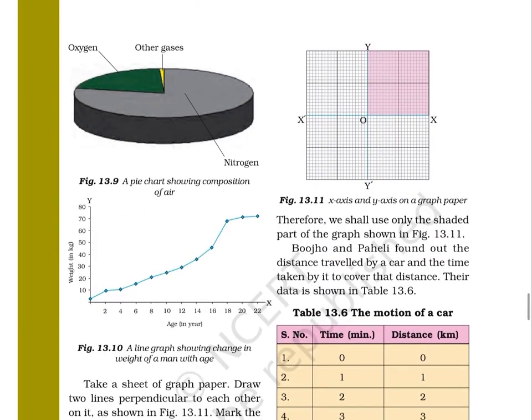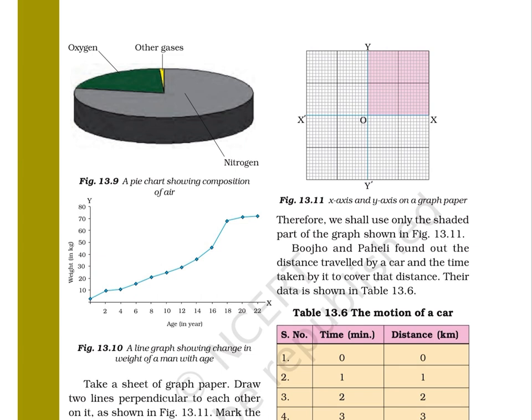Page 152. Figure 13.9, a pie chart showing composition of air. Here, we can observe the biggest composition is that of nitrogen, after that oxygen, and after that other gases.